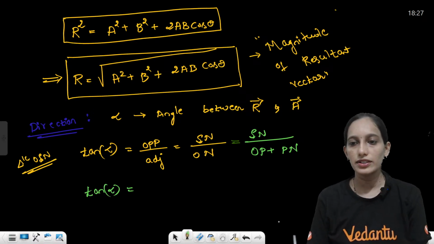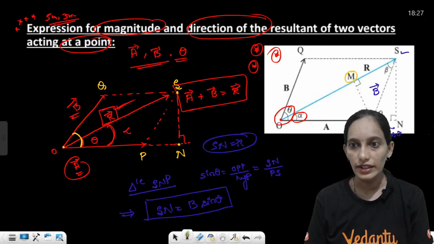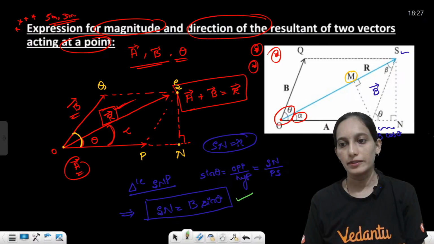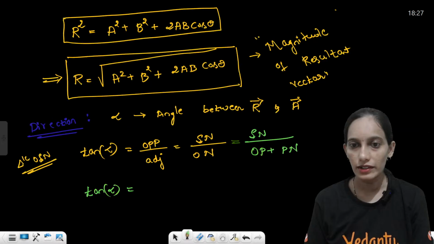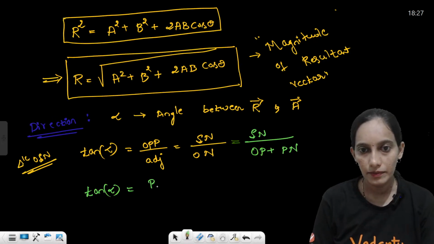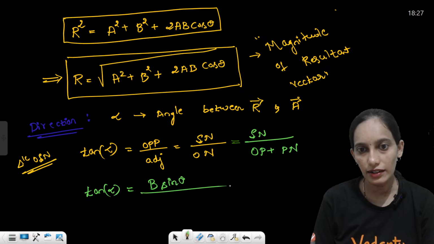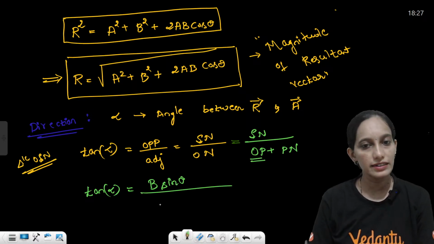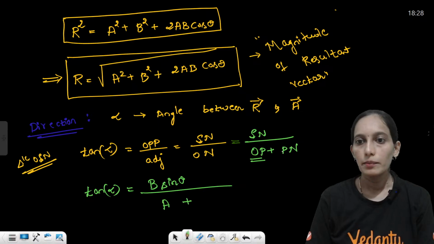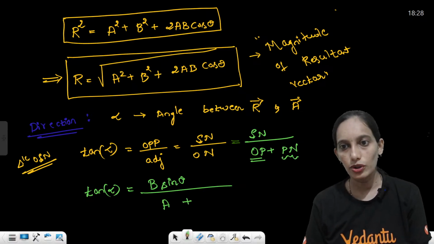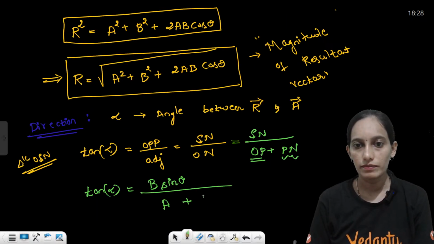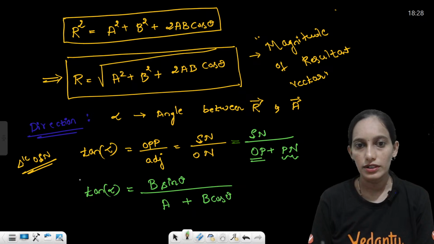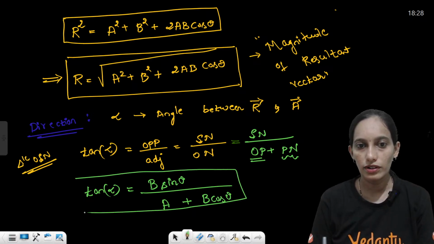So tan alpha is equal to SN, which we already have: SN is nothing but B sin theta, and OP is nothing but A. So B sin theta divided by OP, the magnitude of the A vector, plus PN, which we already found is B cos theta. I will substitute that, B cos theta. This is going to give us the direction of the resultant vector.